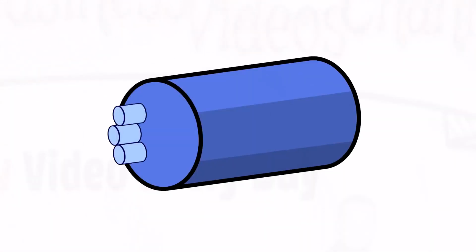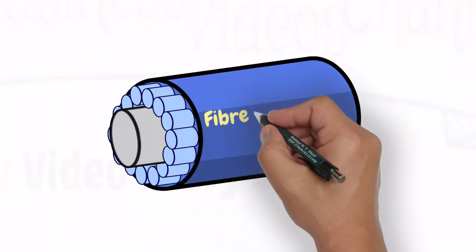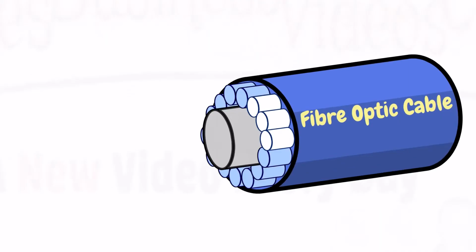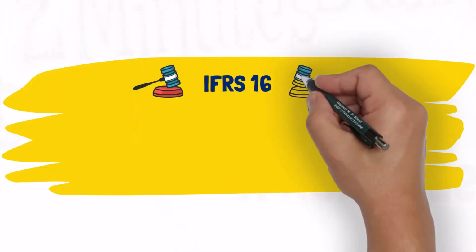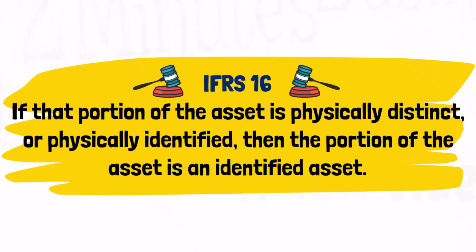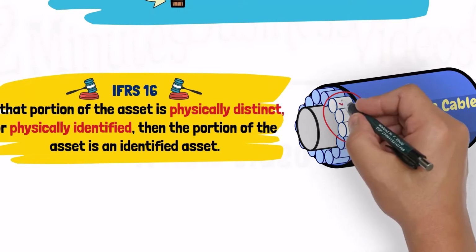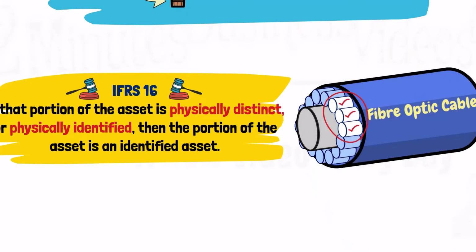For example, a contract between a customer and a supplier, where the customer is granted the right to use 3 individually specified fibers within a cable made of 20 fibers. IFRS 16 states that, if that portion of the asset is physically distinct, or physically identified, then the portion of the asset is an identified asset. Here in this example, the 3 fibers the customer has the right to use are individually specified, and therefore, they are considered an identified asset.